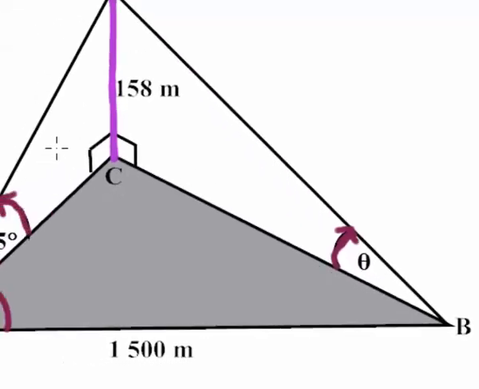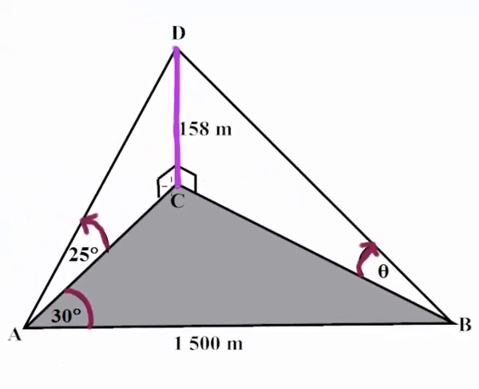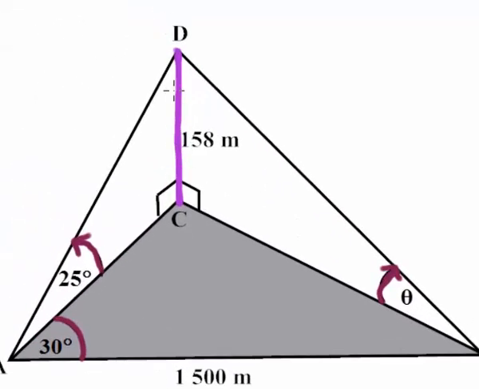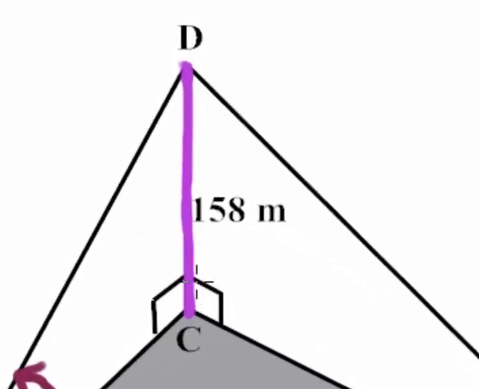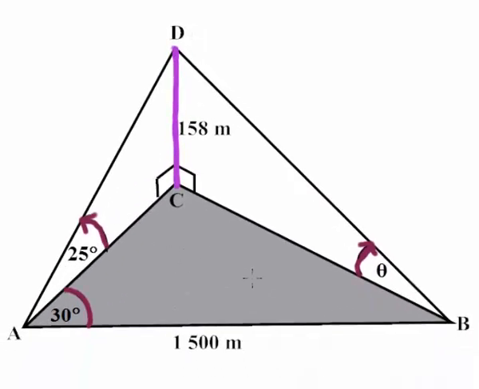These two triangles here are vertical. They're running at 90 degrees. 158 is the length of the tower. And so this gray triangle is on the ground. So what I want to do is show you something now. If you have a look at the triangle, say for example, triangle ADC.